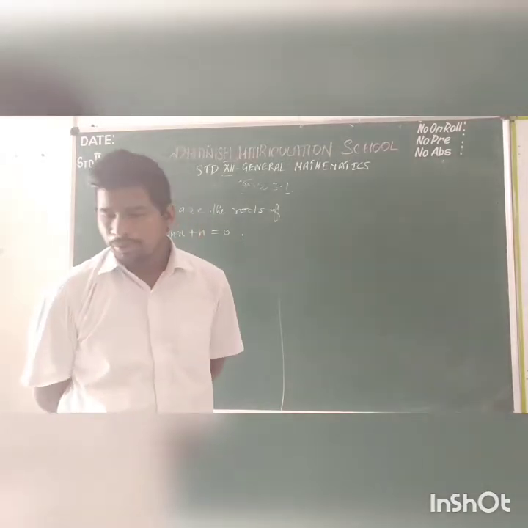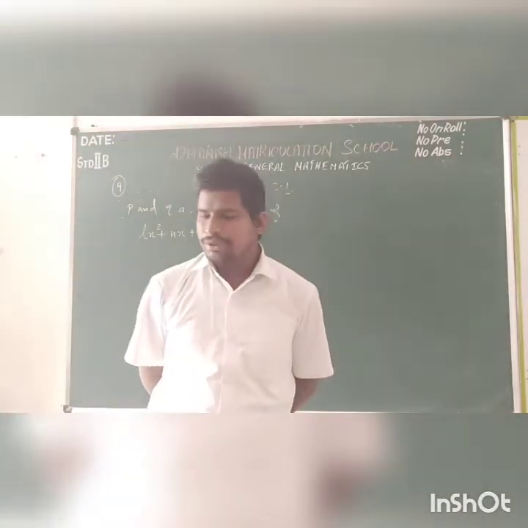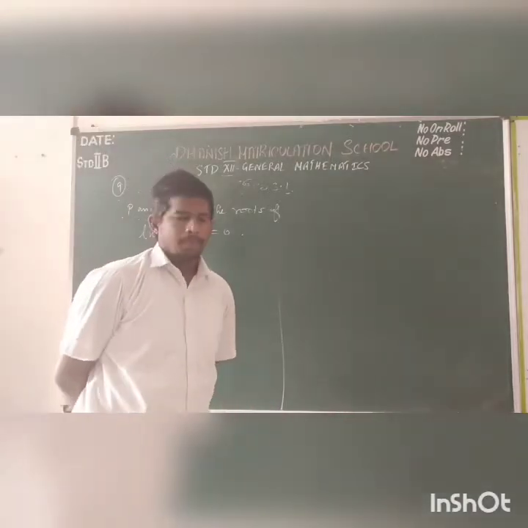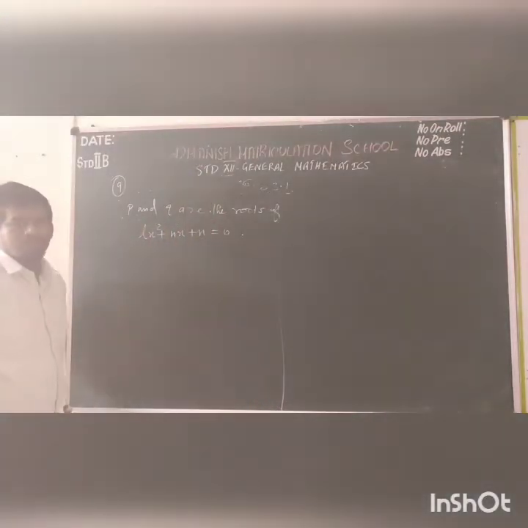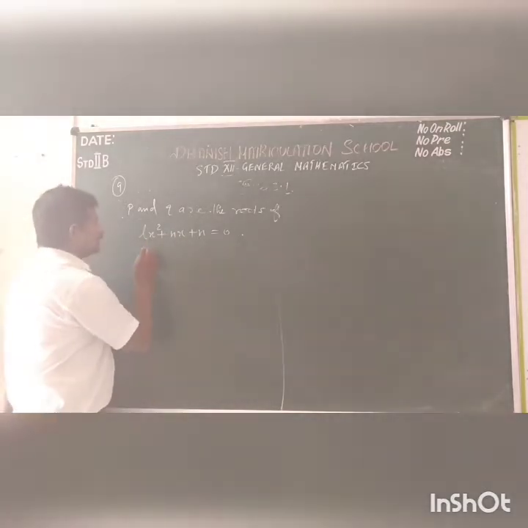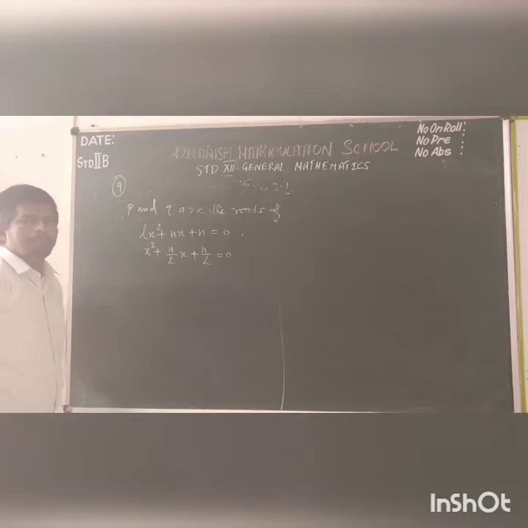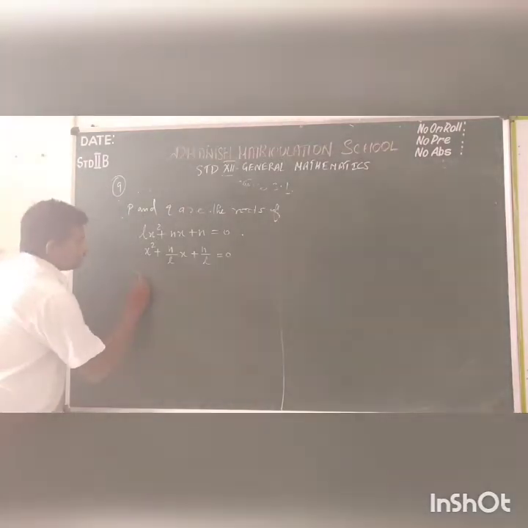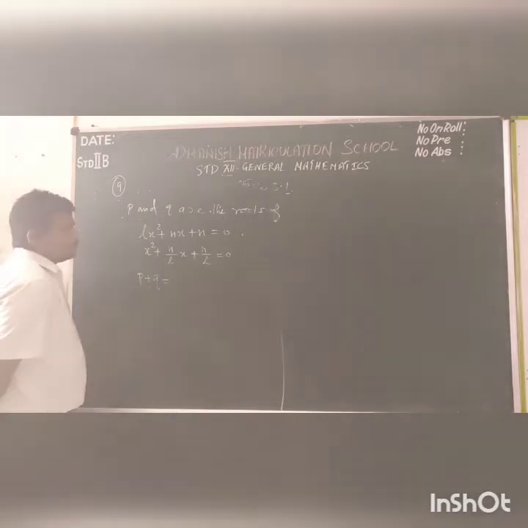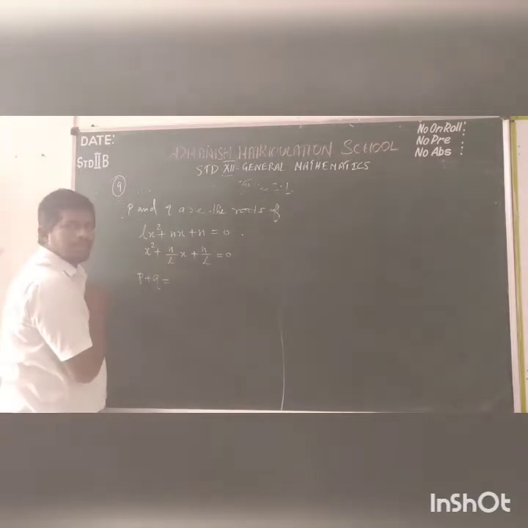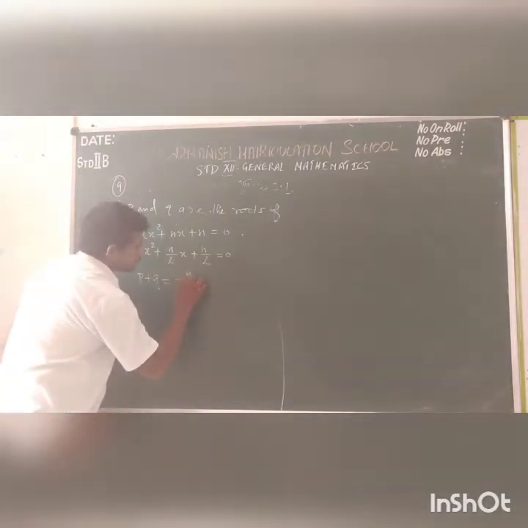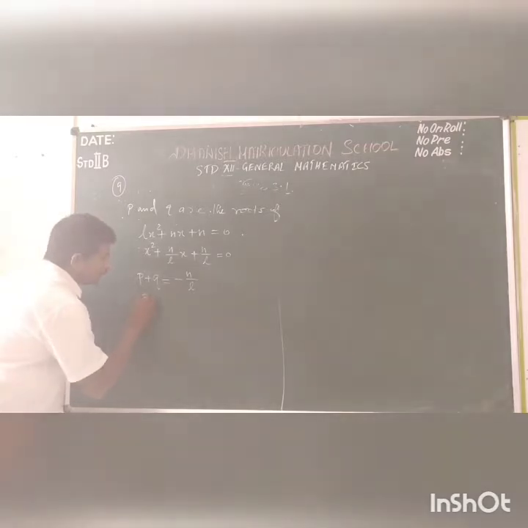From this we are going to prove root P by Q plus root Q by P plus root N by L equal to 0. Now I'm going to make this a monic equation. Further I am going to divide by L. So x square plus N by L x plus N by L equal to 0. Now by Vieta's formulas, the sum of the roots P plus Q equal to minus N by L. Then the product of roots, P into Q, equal to N by L.